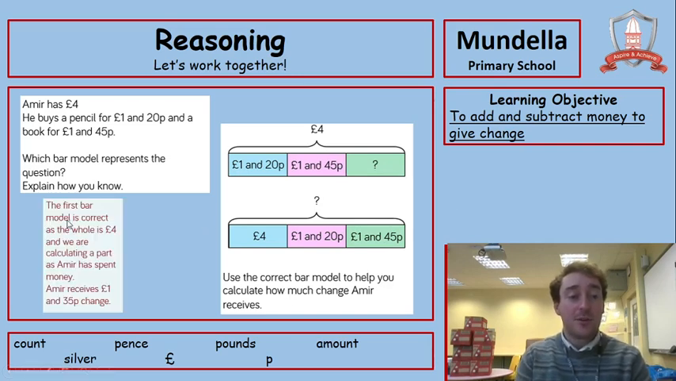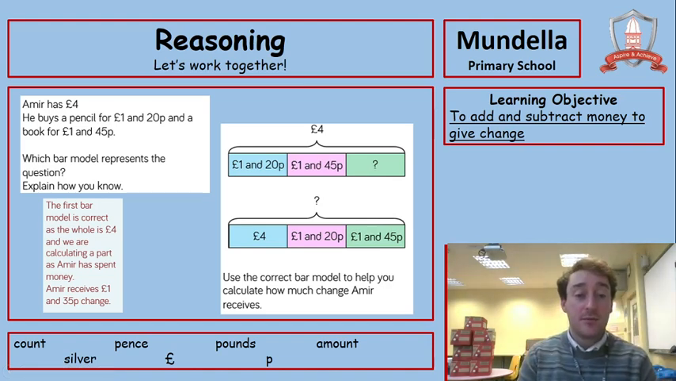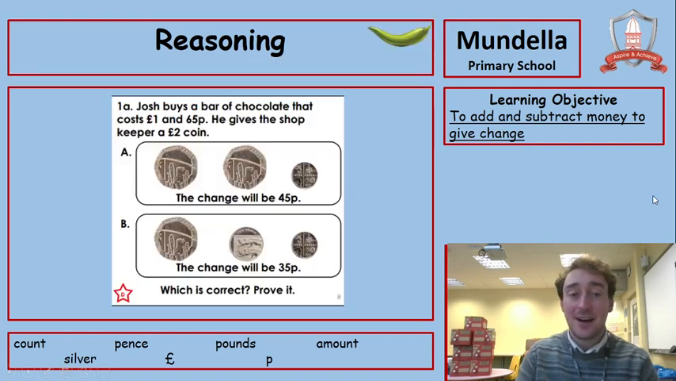The first bar model is correct. Good. As the whole is £4. And we are calculating a part as Amir has spent money. Yeah, he spent money on two things, the pencil and the book. So what goes in here? Well, the thing that was left over, the money that was left over, was £1.35 change. So that would be £1.35 there. Okay, let's see what the questions are.